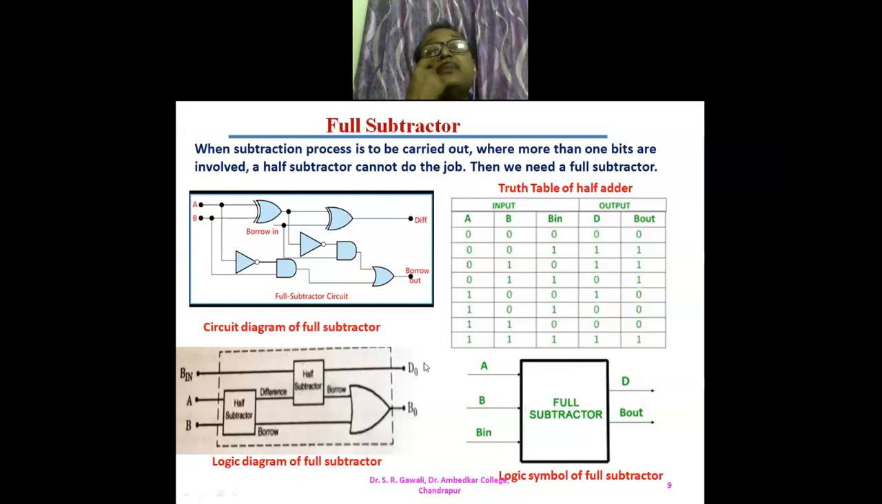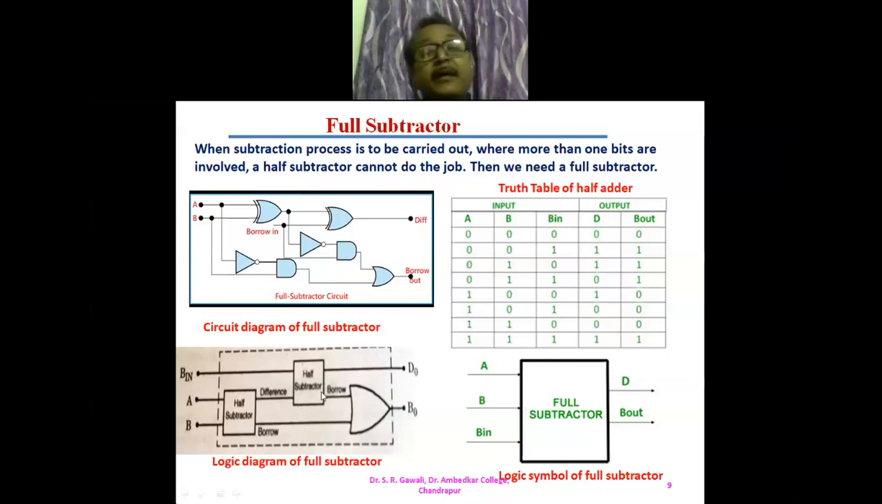So why is it called the full subtractor? Because the half subtractor can subtract only 2 bits, while this subtractor can subtract 3 bits at a time. Here there are 3 inputs A, B and BIN, and this subtraction can be done, meaning A minus B minus BIN. This type of operation can be done with the help of this subtractor, and therefore it is called the full subtractor. So this is the circuit for the full subtractor. This will be called the logic diagram.